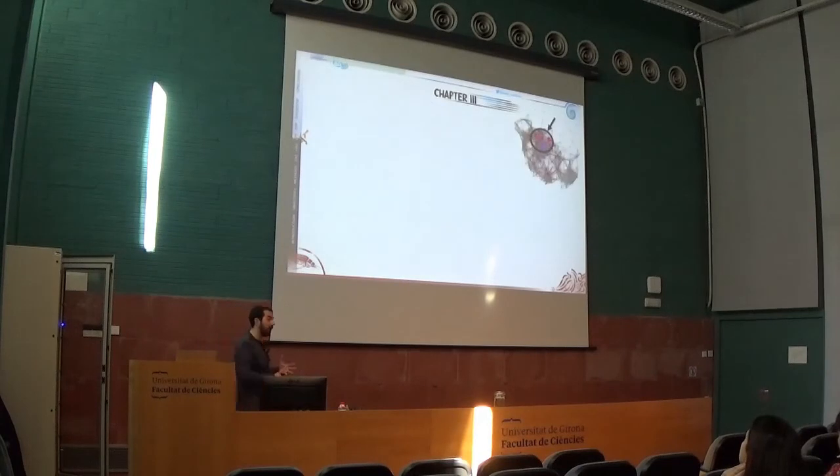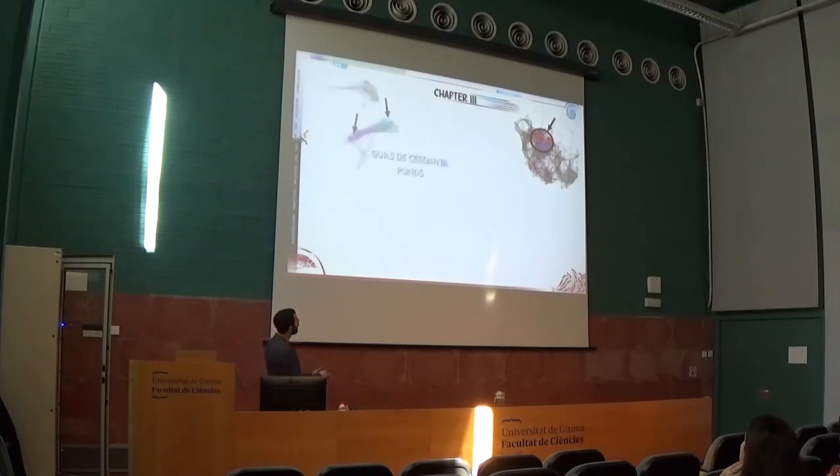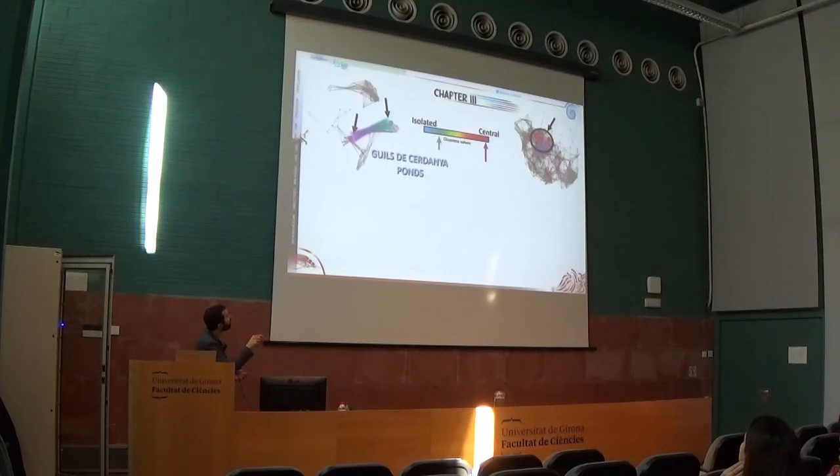However, in the case of the Albera, what we see is that our ponds, these bigger circles, are located in a really central location of our network, whereas Guils de Cerdanya ponds are more evenly distributed across the isolation centrality gradient. As you can see, the bigger circles are red and purple colored, which imply that they are really central, whereas in Guils de Cerdanya we see greenish colors and purple colors, which imply that the available ponds to sample are evenly distributed throughout this gradient.